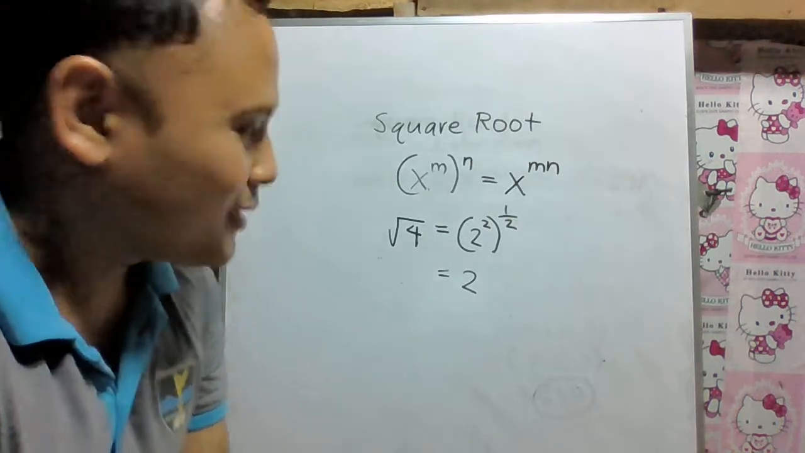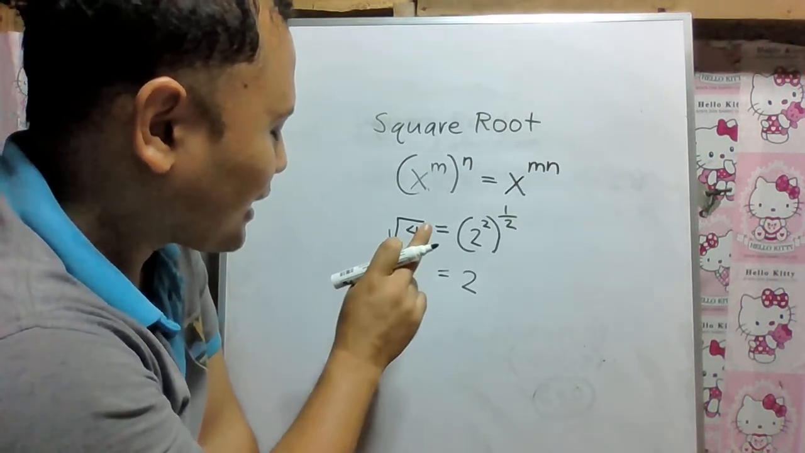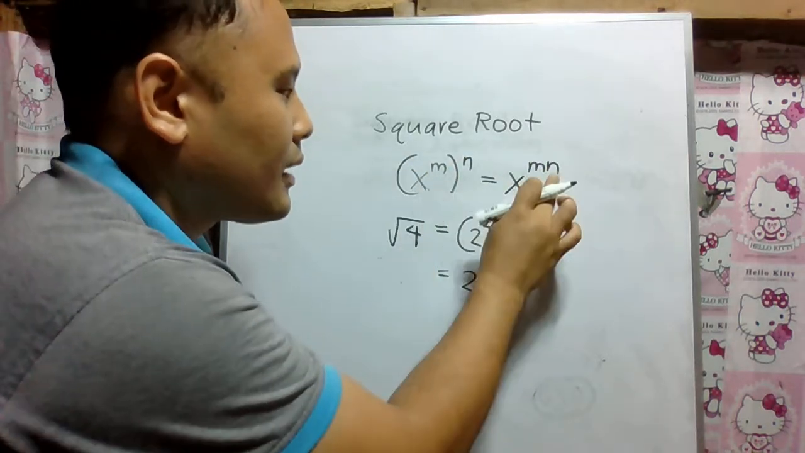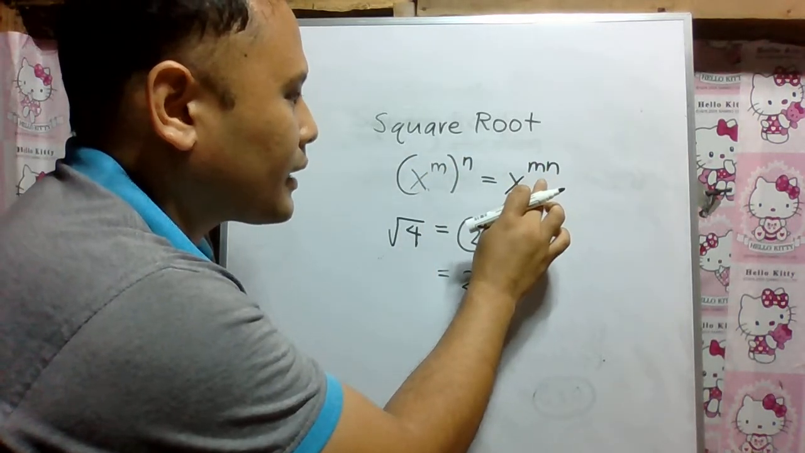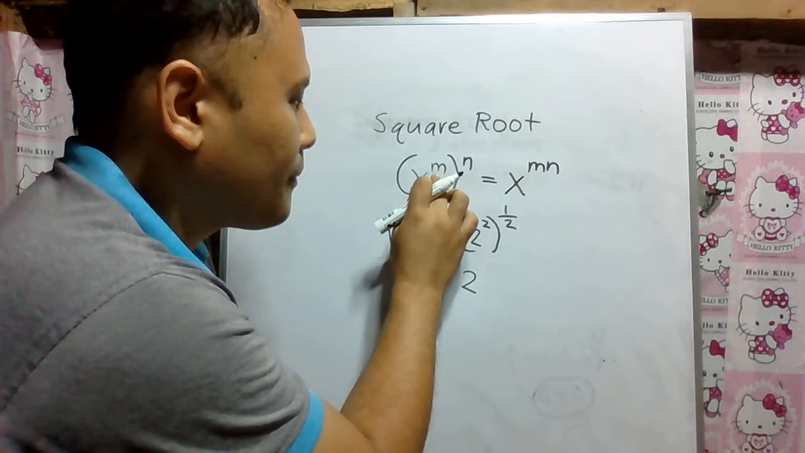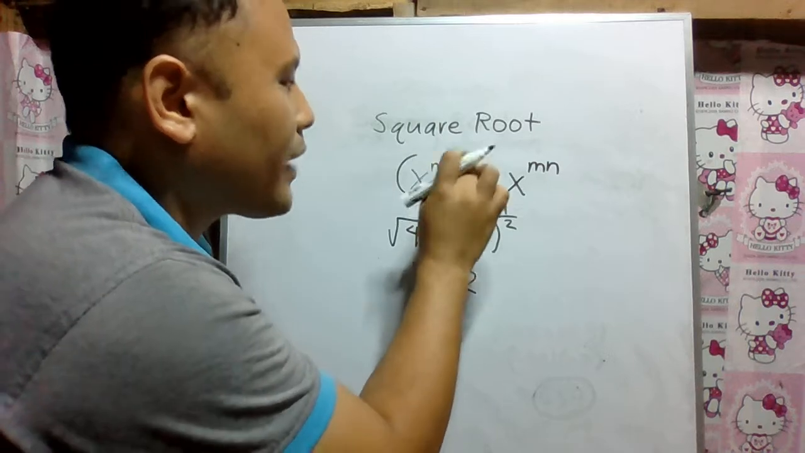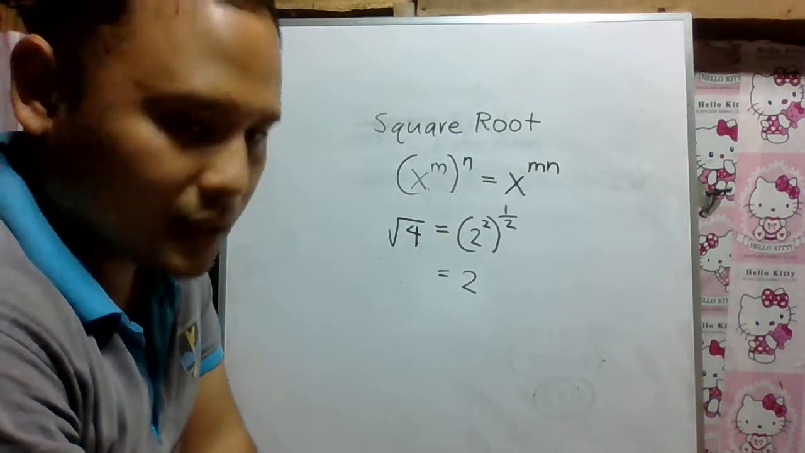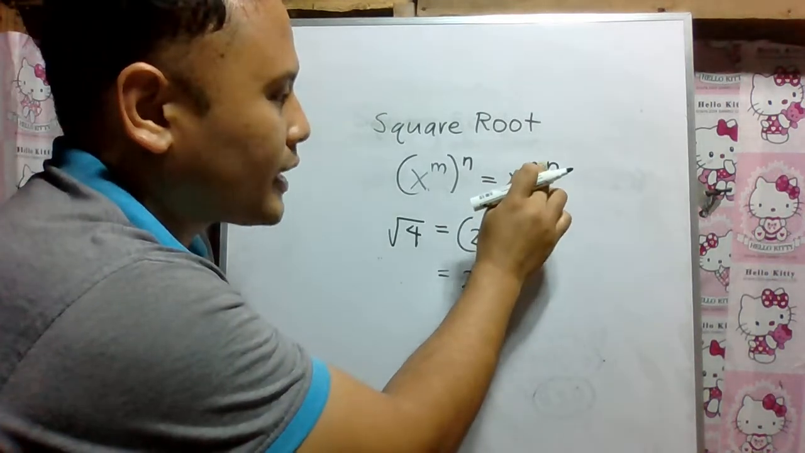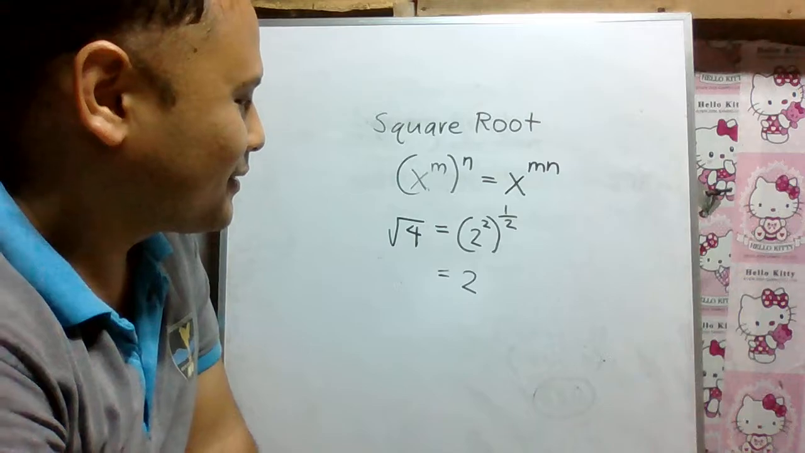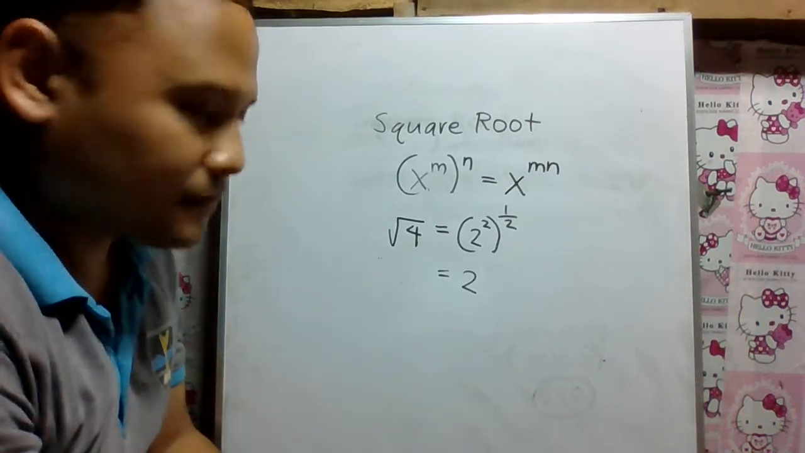Diba amazing? Nakuha na natin ang square root ni 4 gamit ang index law na x raised to the power of m raised to the power of n is equal to x raised to the power of the products of the exponents m and n. Diba amazing? The same with number 9.